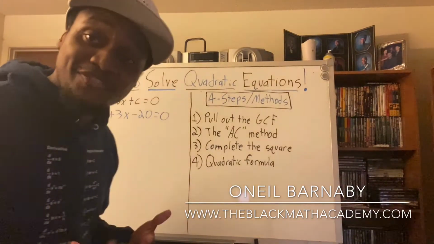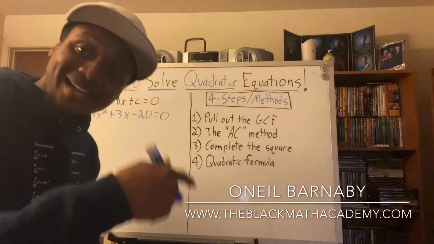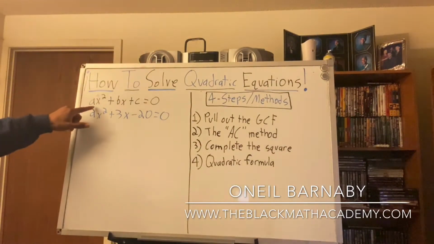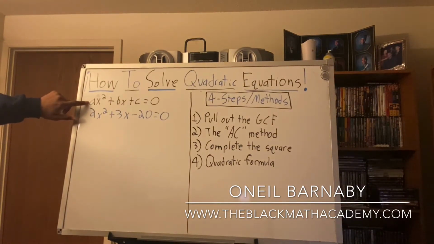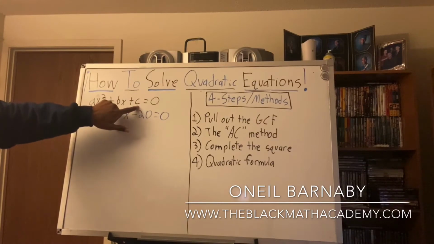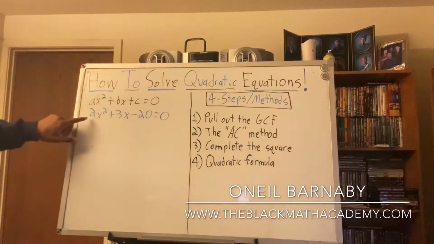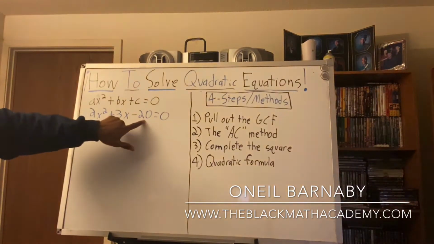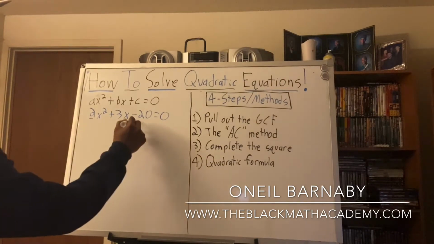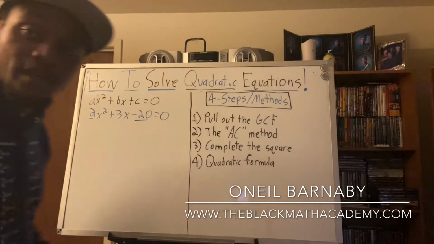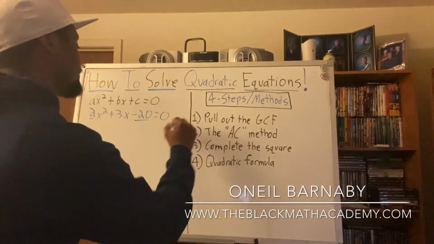So it's in the name AC. The AC method, here's AC, meaning A times C. So in our standard form of a quadratic equation, here's the coefficient A, and here's the coefficient C. So we're going to multiply those two numbers to start out. Our A is a 2, and our C is a negative 20. So we're going to multiply 2 and negative 20. 2 times negative 20 is negative 40.